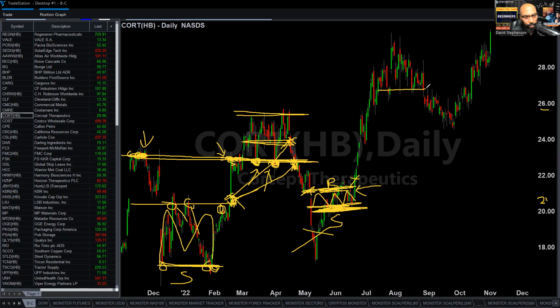Okay, so we'll find it right here. Here's really good support. Right in here. So that's pretty good support. And then resistance. What price is resistance? 27.50? Okay, so 28 is right here. Good job. 27.50 is right here.